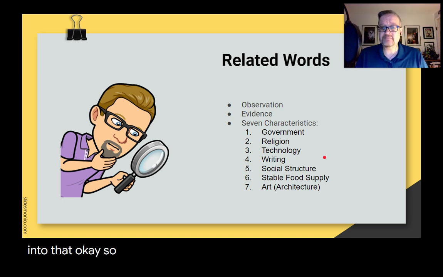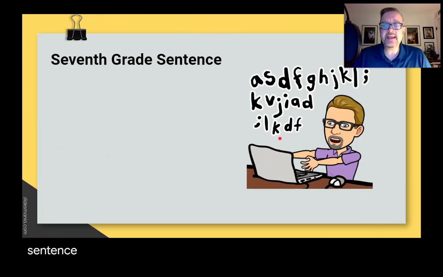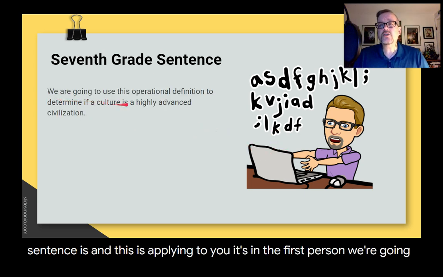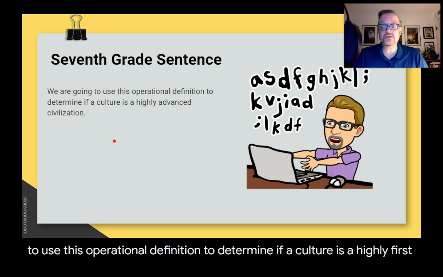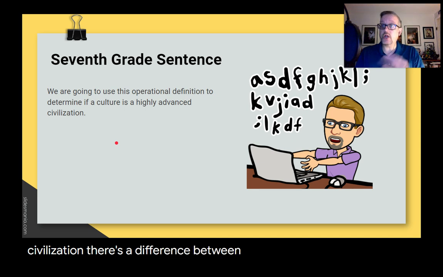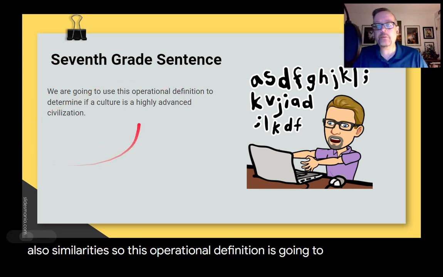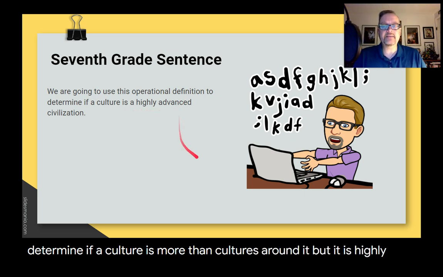Okay? Next, 7th grade sentence. Our 7th grade sentence is applying to you, so it's in the first person. We're going to use this operational definition to determine if a culture is a highly advanced civilization. There's a difference between culture and civilization. There are also similarities. This operational definition is going to help us determine if a culture is more than the cultures around it, but is highly advanced.